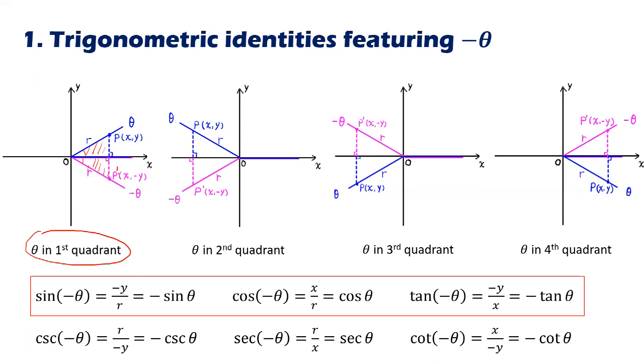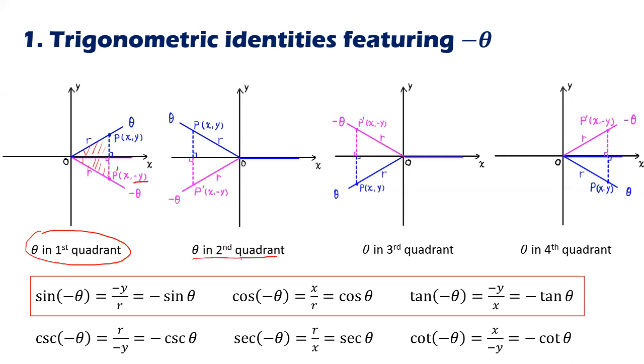So the x coordinate of P prime is the same with P, which is x. And the distance between P prime and x-axis is the same with the y coordinate of P, which is y. But because P prime is in the fourth quadrant, the y coordinate must be negative, right? So the y coordinate of P prime must be minus y. Understand?